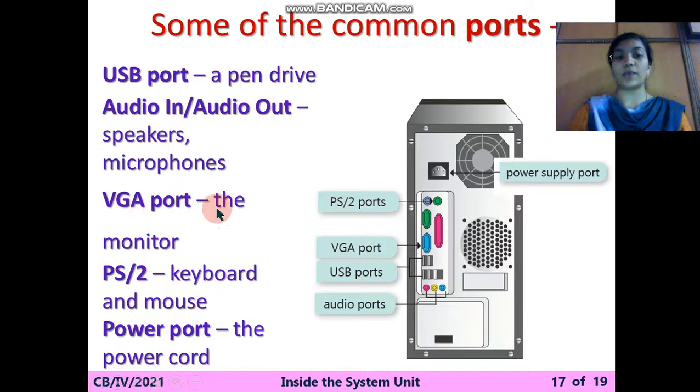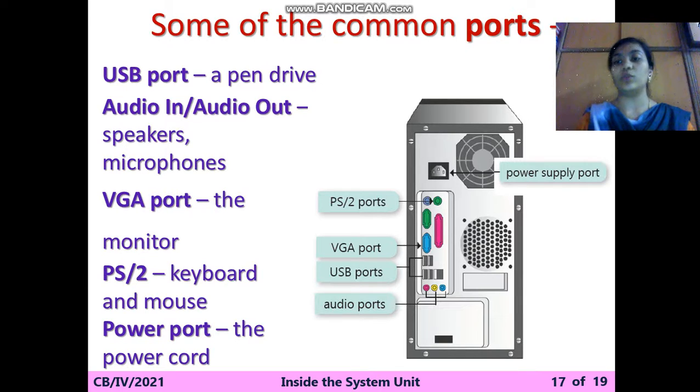Next is the VGA port, that is for the monitor. The VGA port is used to connect the CPU with the monitor. If your monitor cable is not connected with the CPU, then you cannot see anything. You can start your computer, but the screen will not be displayed to you. Sometimes some of the students of your class call me and tell me, ma'am, my screen is not displayed, my CPU is on, power supply is also on, but my screen is not displaying. At that time what I do, I just plug it in again, because it may have become loose.